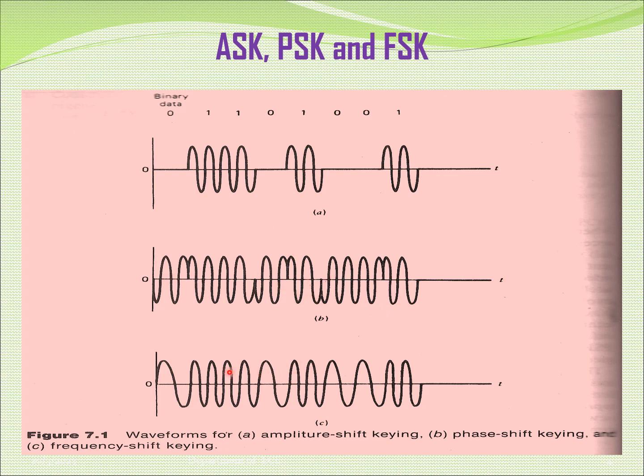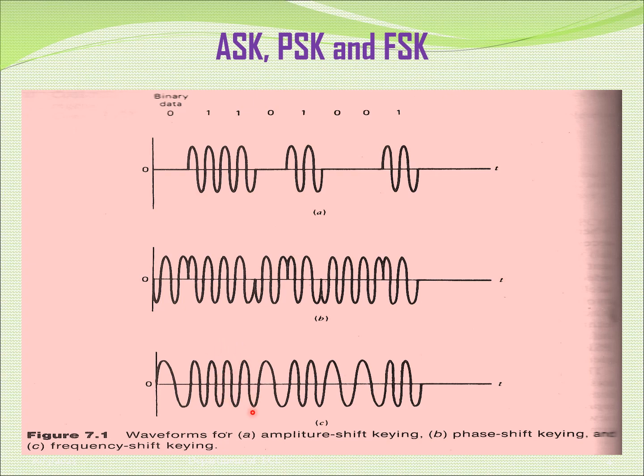And finally, for FSK, if we see, for 0, the frequency is low, and for 1, the frequency is high. So in this way, the message is communicated by using FSK. When we receive this part, it is 0. When we receive this part, it is 1.